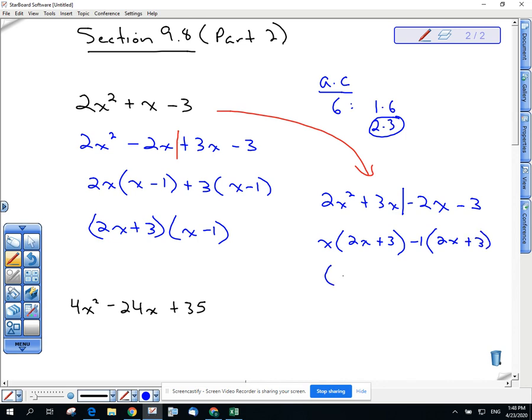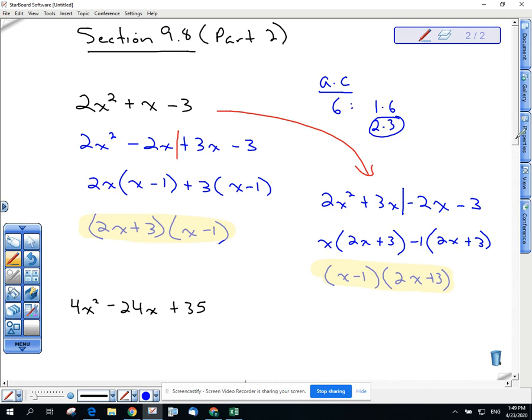And what do I have? X minus 1 times 2x plus 3. These are equivalent. The answer that I got here is the same as the answer I got right there, except they're just reversed. The parentheses are reversed. Both of those are a correct answer.